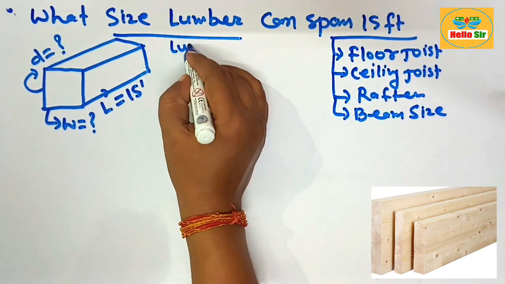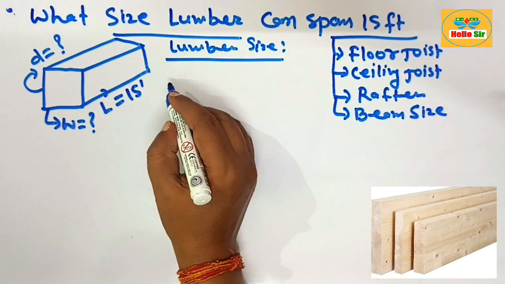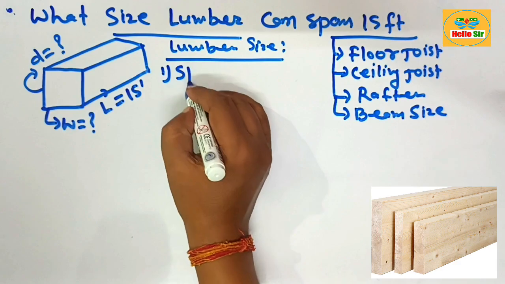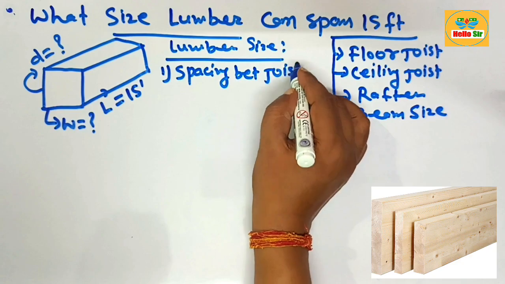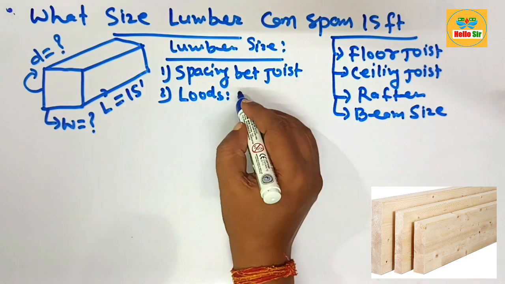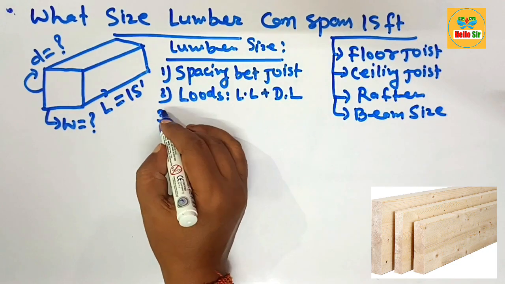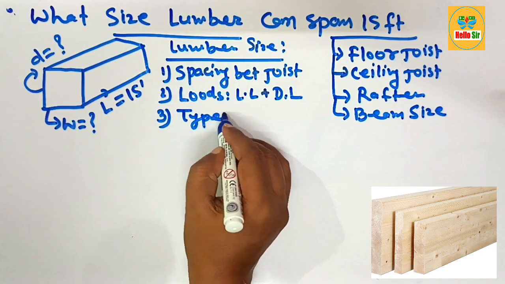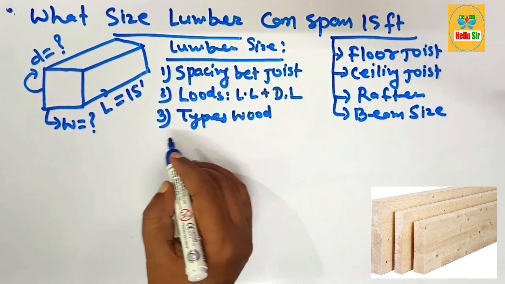And you know that the lumber size depend on many factors. What are the factors that decide the lumber size required to span 15 foot? The first major factor, that is a spacing between the joist. What will be a spacing between the joist? And the second factor, what will be total load of a structure acting on it, consists of live load and the dead load of a structure. And the third major factor, the types of wood and their grade, like DFL, Southern Yellow Pine. These are the several species of wood.